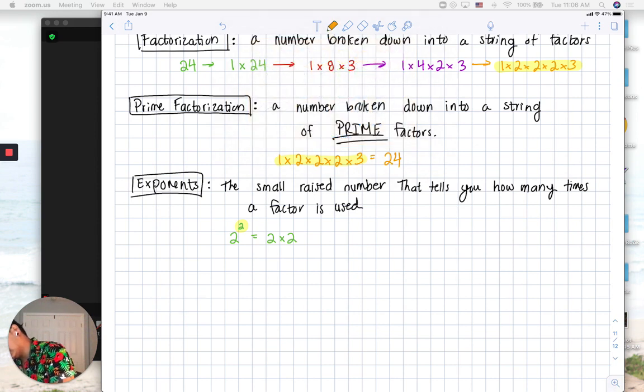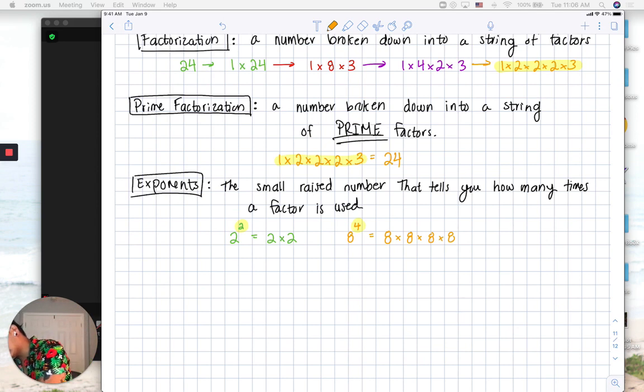If I write 8 to the power of 4, this little 4 tells me how many times I'm multiplying 8. Well, I should have 4 eights. 1, 2, 3, 4. So 8 to the 4th power is like saying 8 times 8 times 8 times 8. So that's why exponents are really nice. It's a short way to write something that might take a little extra time.